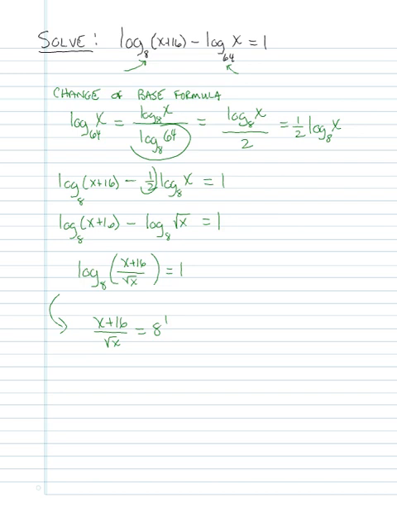Now, when we try to solve this equation, what we would do is multiply both sides by the square root of x. And of course, on the right side, we have an 8 to the first, which is just 8. And when we multiply that by the square root of x, it will look this way, won't it? Now, to continue solving, what we really need to do is to get rid of that square root. And we can accomplish that by squaring both sides, can't we?